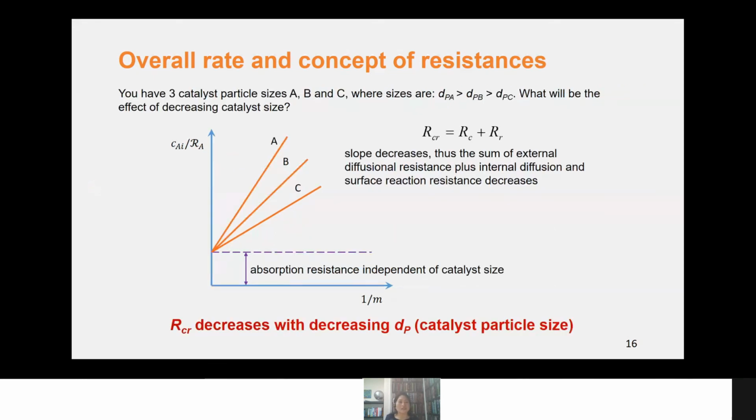Okay, so you can do these experiments for various catalyst particle sizes. Yeah, so here we have different catalyst particle sizes, and we saw that the combined resistance, RCR, so this is combined resistance due to external diffusion, internal diffusion, and surface reaction, decreases with decreasing catalyst particle size.